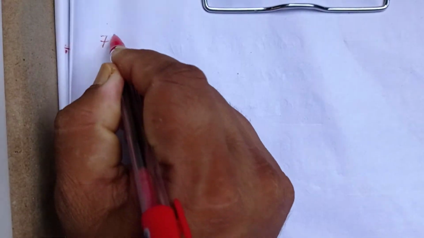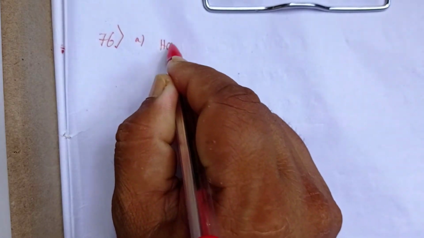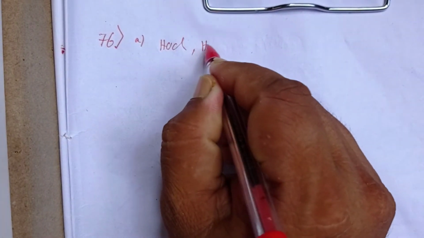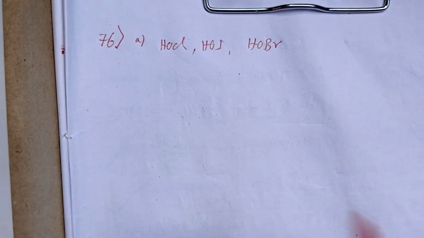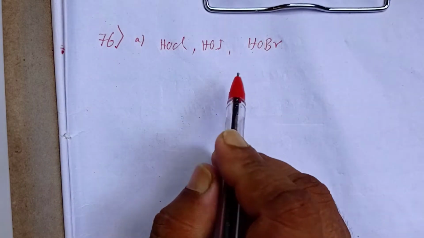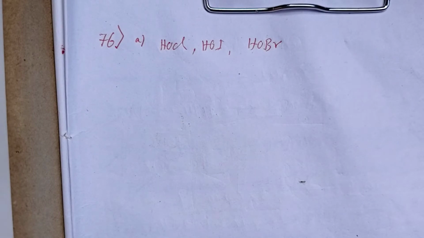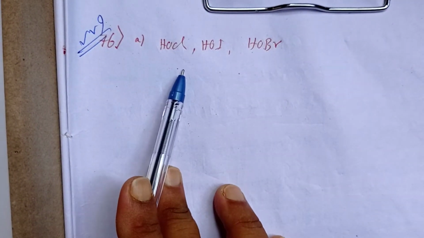Question number 76 is related to arranging in increasing order of acidic strength and explaining why. Part A: HOCl, HOI, HOBr. Arrange these in increasing order of acidic strength and explain why. This is the first question. These are most important questions; all of question 76 is important. These are related to oxoacids of halogens.